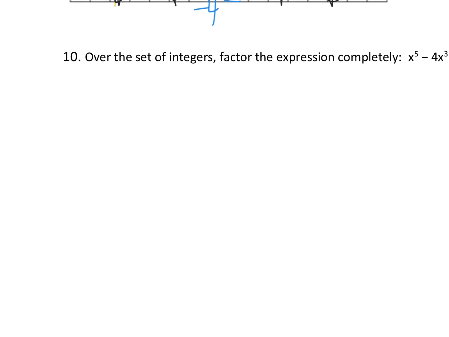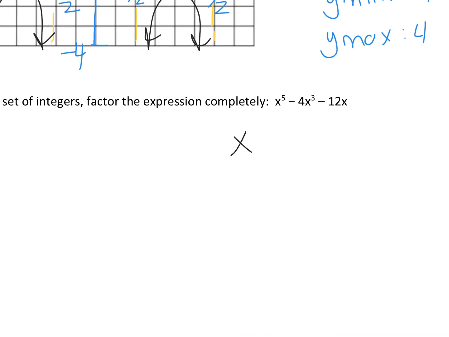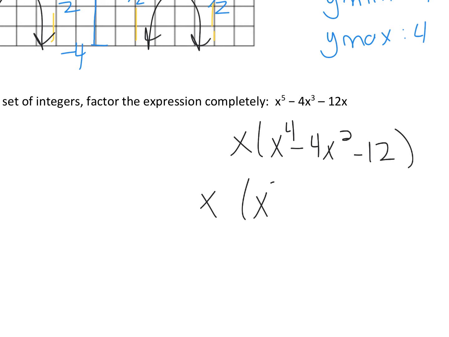Okay, over the set of integers, factor this guy completely, so GCF first. And then AM. This doesn't look like AM because of the x to the fourth, but since I can break it up into x squared and x squared, it is AM. Factors of 12 that add to 4, I'm sorry, that add to negative 4, are negative 6 and positive 2. That's done. I think that's it for this page.